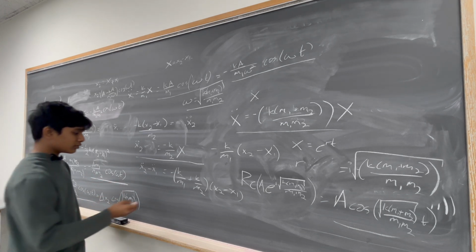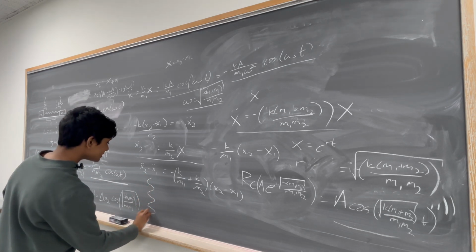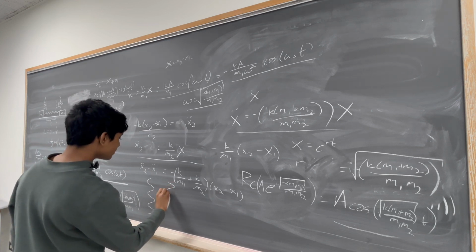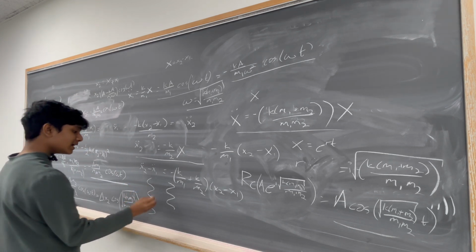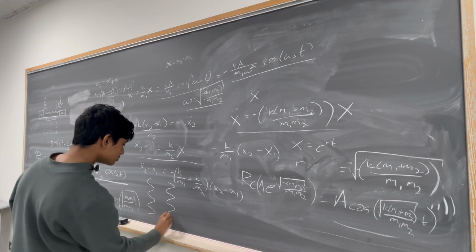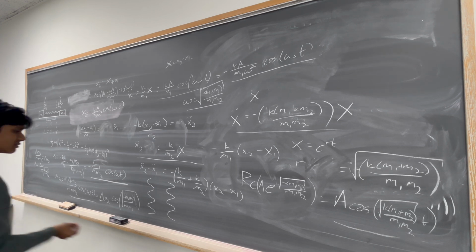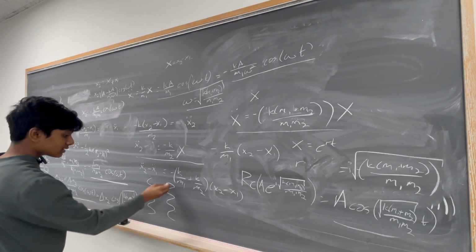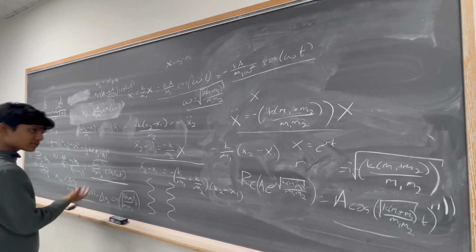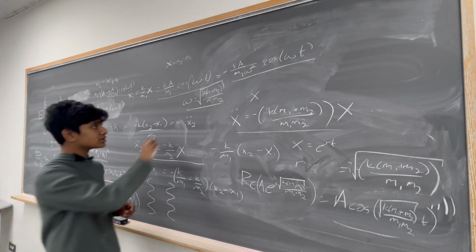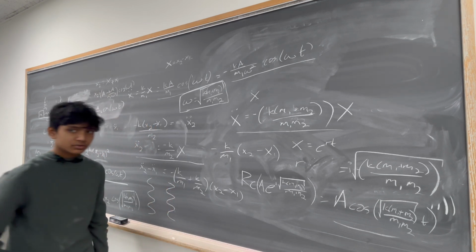So at the end of the day, what do we have? This is going to oscillate with frequency omega in this direction. This is going to oscillate with some amplitude delta x2. This is going to oscillate with some amplitude delta x1, and they're going to oscillate with a shared frequency. Omega is equal to the square root of k times m1 plus m2 over m1 m2.